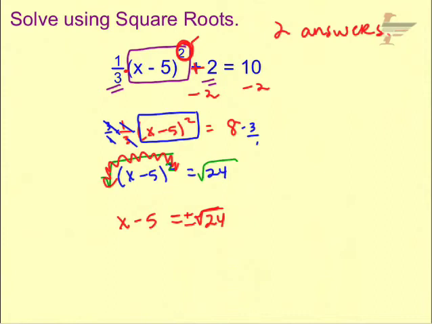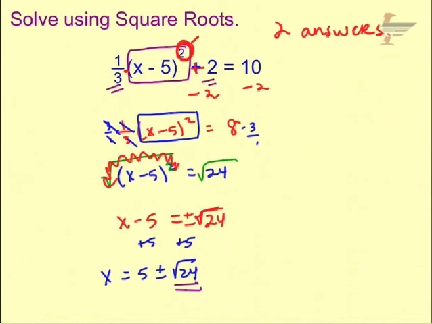And so now, to finish up the problem, we're getting close to being done. We're going to add 5 to both sides. So we have x equals 5 plus or minus the square root of 24. And it looks pretty good. We might be done, but we want to double check and look at the fact that we have a square root of 24, and can that be reduced at all?